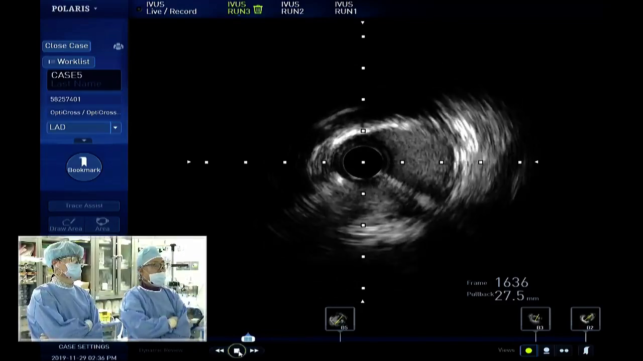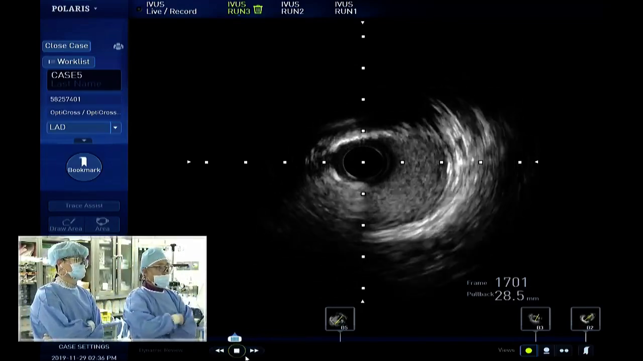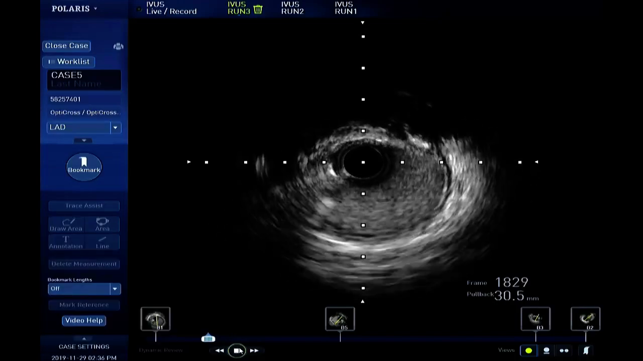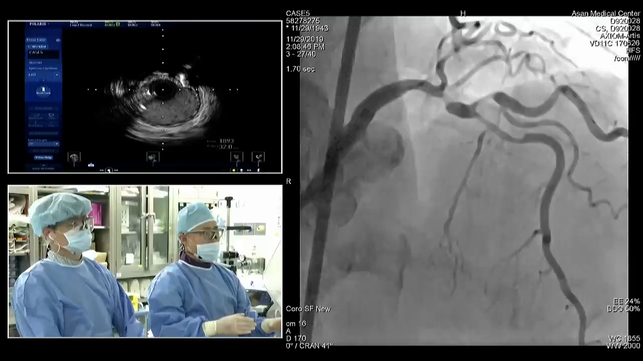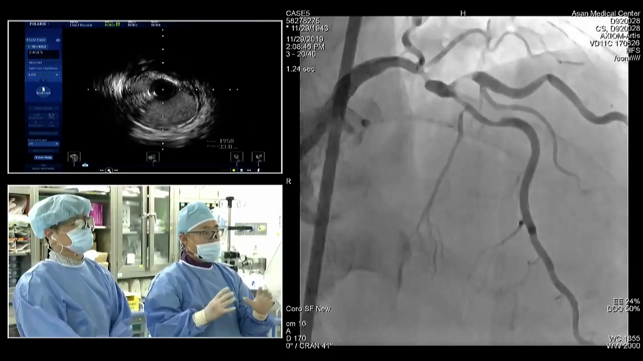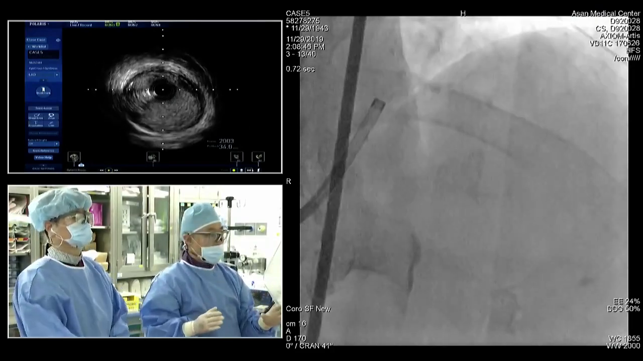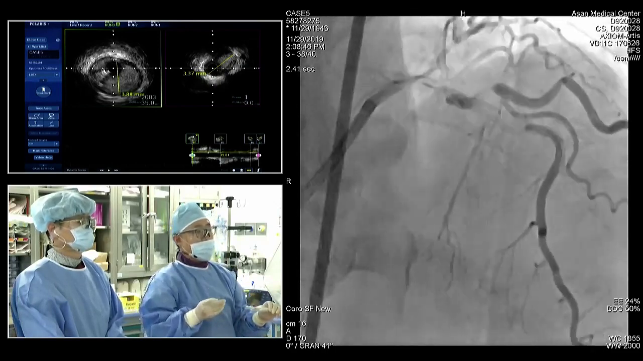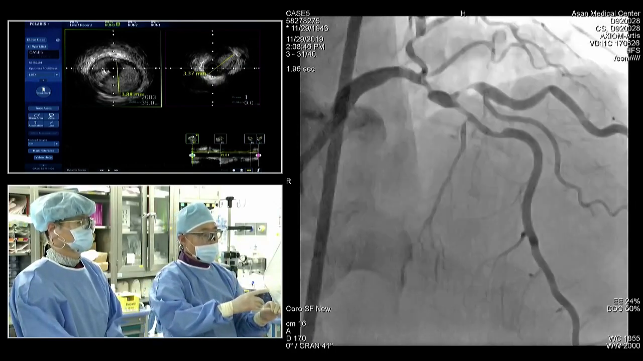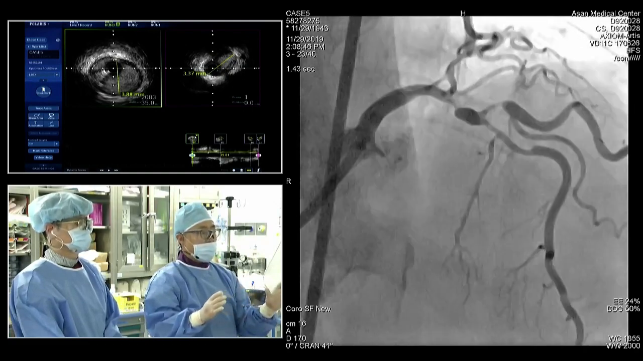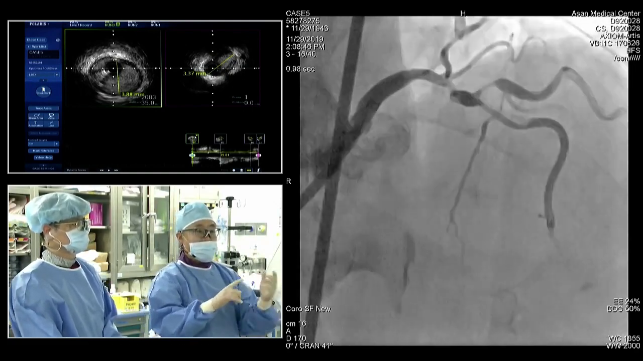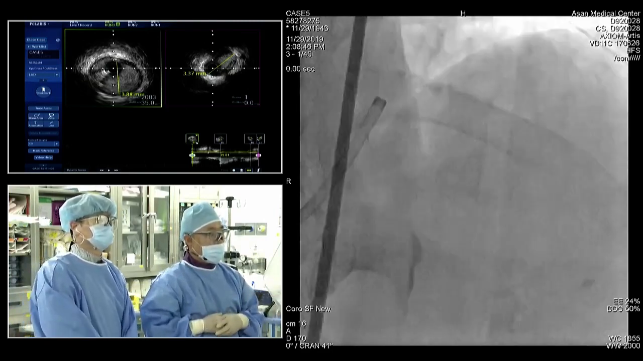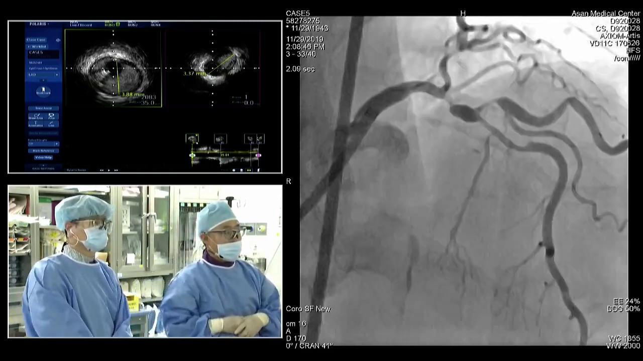On the basis of the IVUS findings, we define the vessel size, how big the diagonal branch is, as well as the lesion length, how big the circumflex branch is, as well as the lesion length, and how big the LAD branch is, as well as the lesion length. We decided on a two-stent crush technique, one for the diagonal branch, one for the circumflex ostium, and then finally one stent with a total length of 35, and we definitely cover with the one stent at 38.